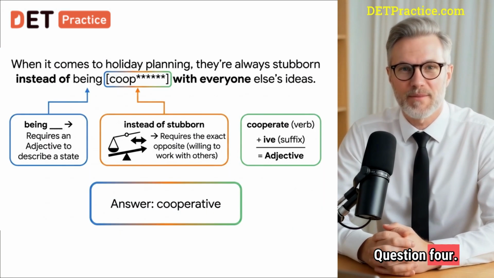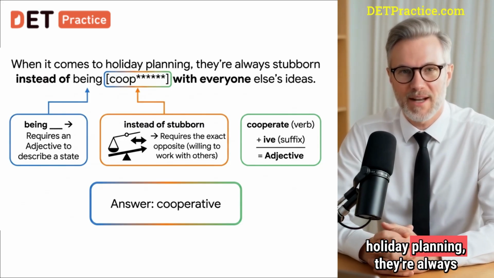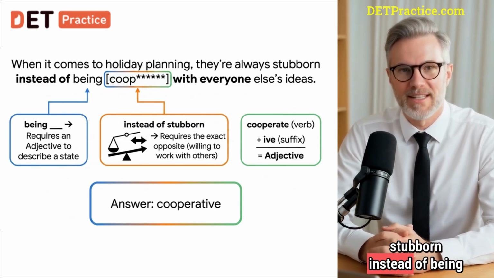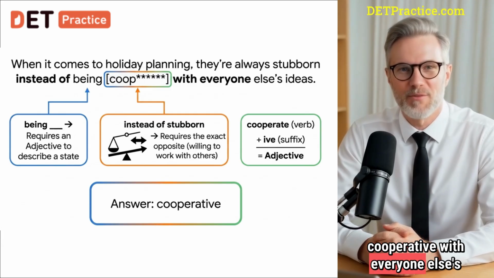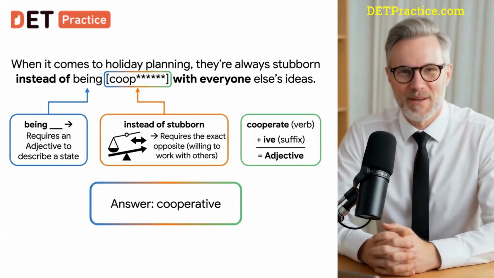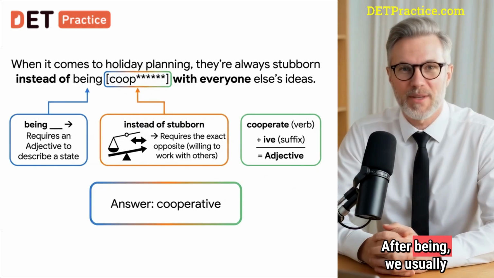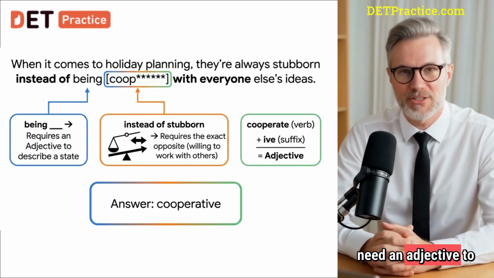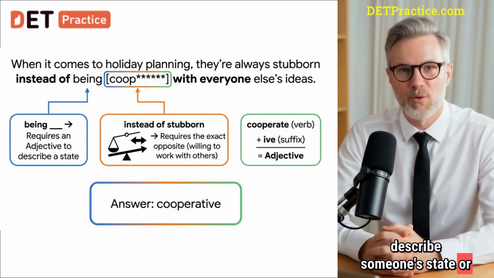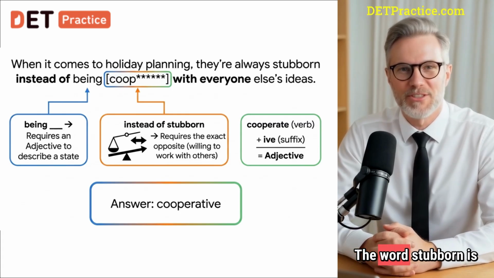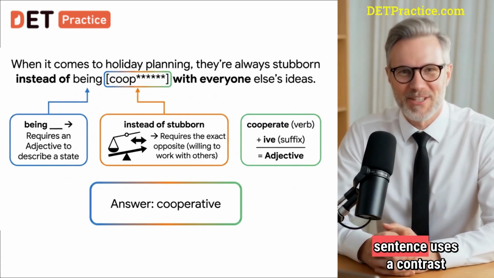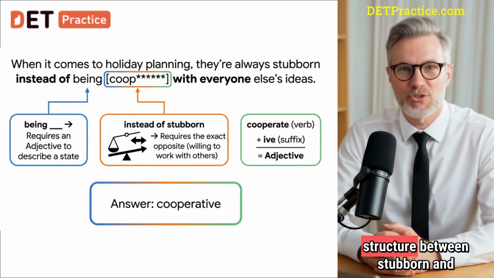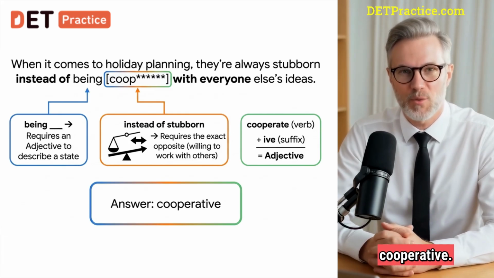Question 4. When it comes to holiday planning, they're always stubborn instead of being cooperative with everyone else's ideas. Look at the grammar. After being, we usually need an adjective to describe someone's state or behavior. The word stubborn is an adjective, and the sentence uses a contrast structure between stubborn and cooperative.